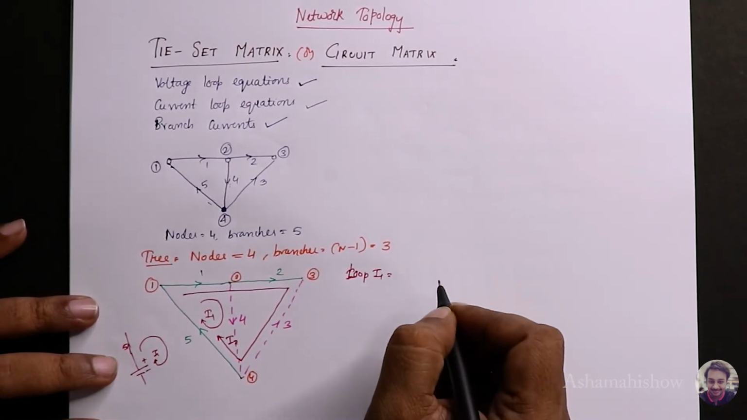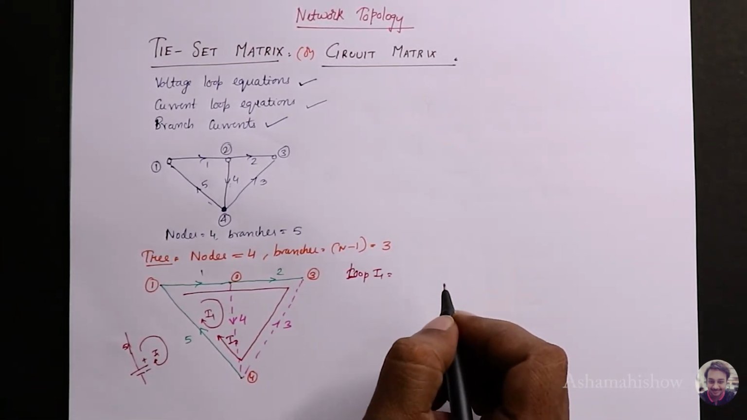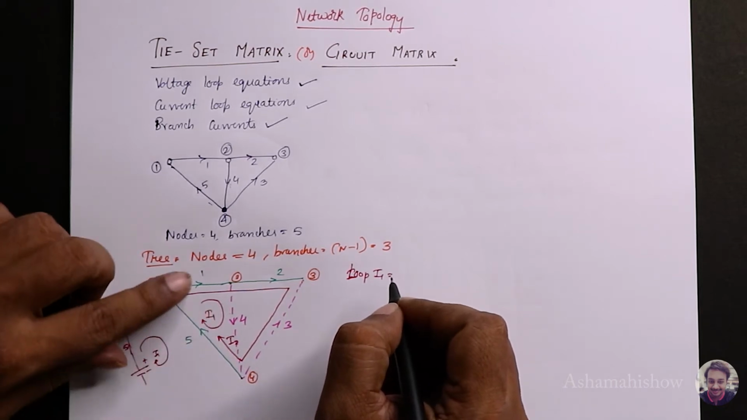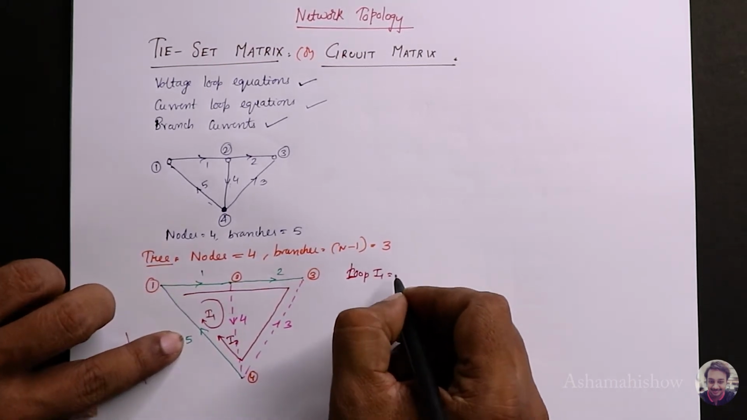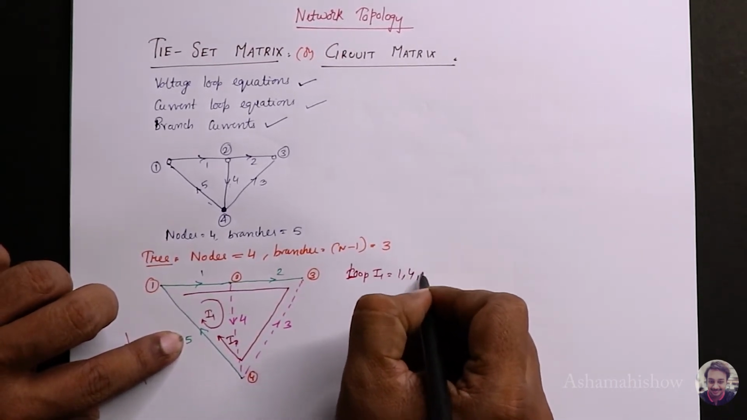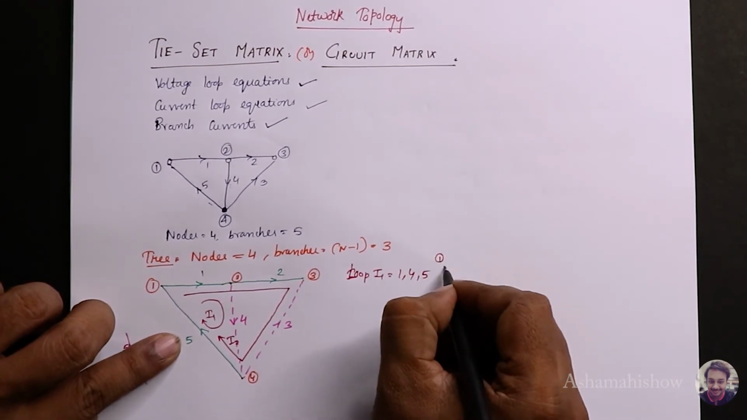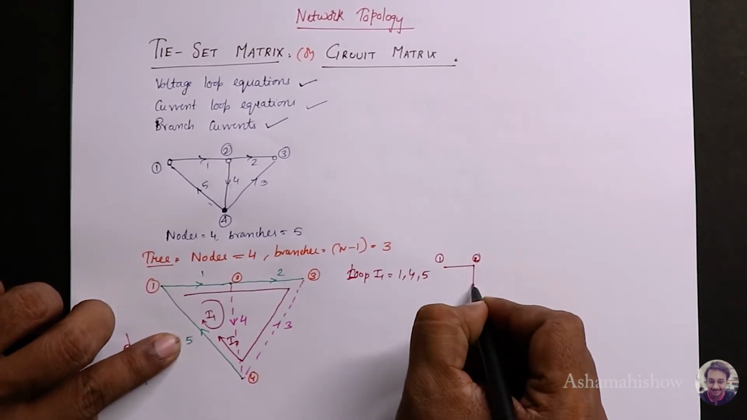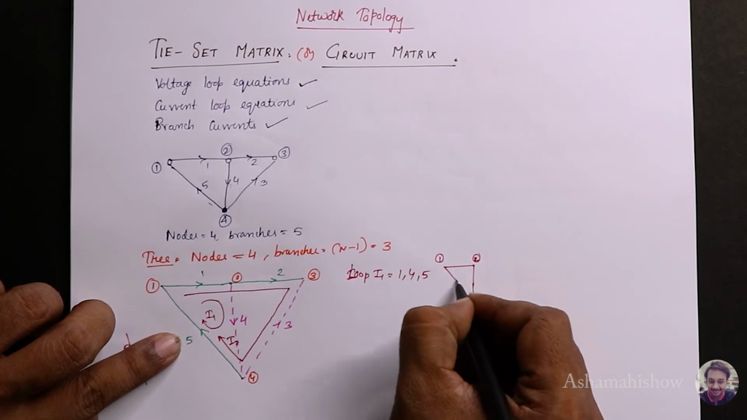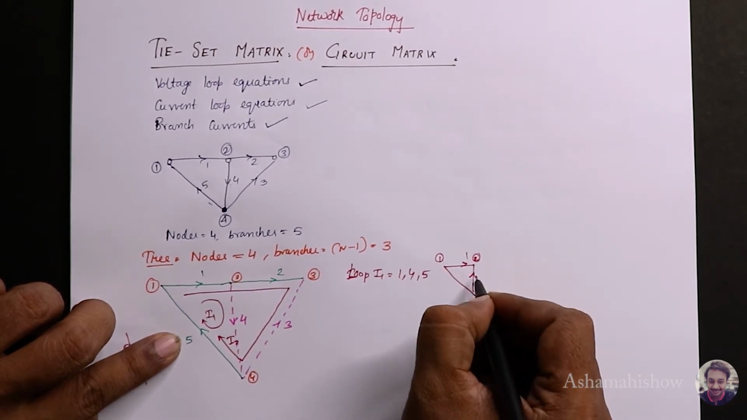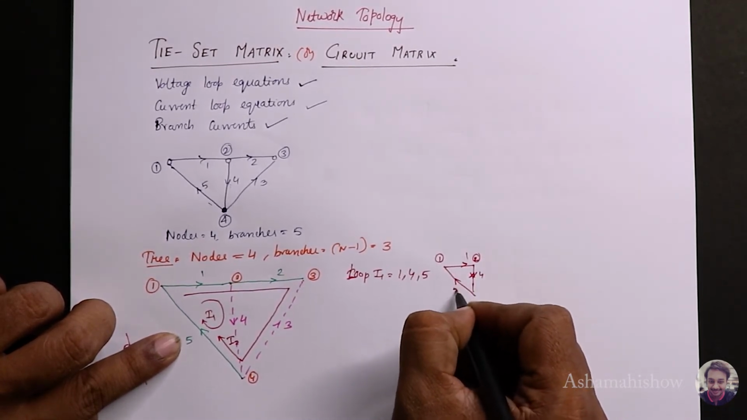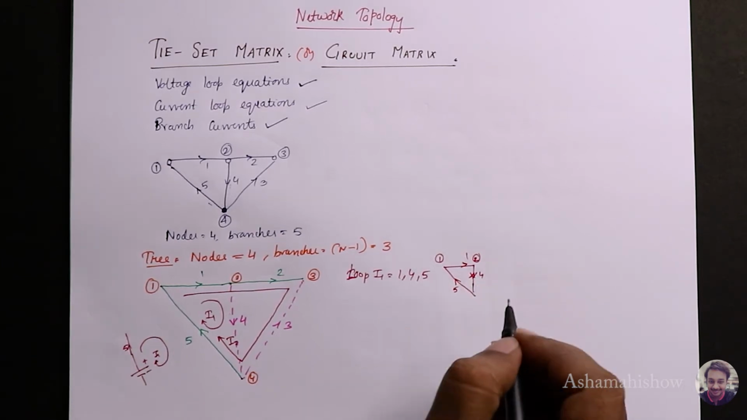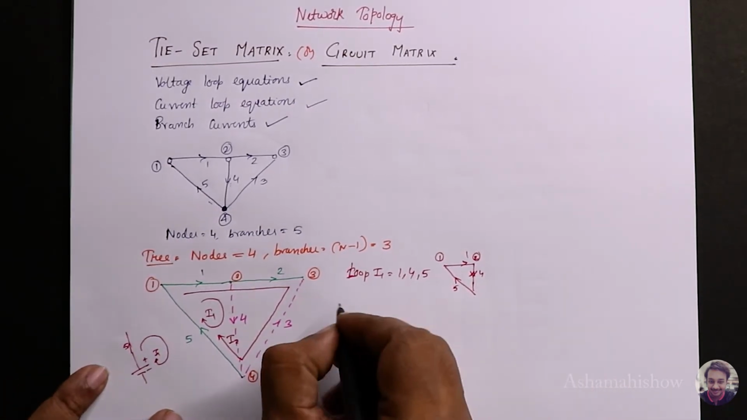Your loop I1 is formed with how many branches? See, your I1 is formed with 1, 4, 5 only. It is simply this 1, this is 4 and this is 5. I have drawn it. See, it is a loop formed with only branches 1, 4, 5.